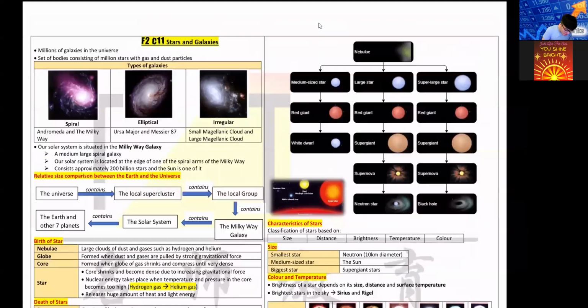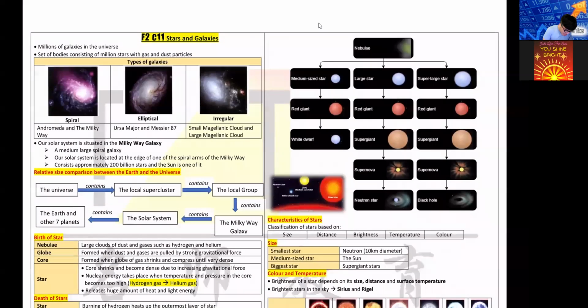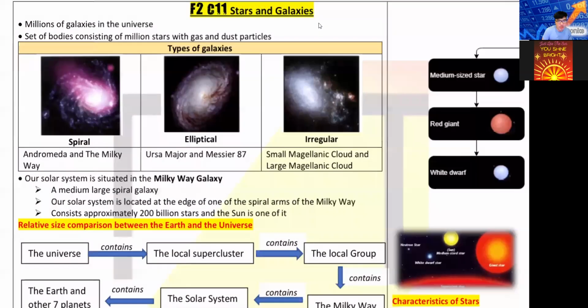Let's look at Form 2, Chapter 11, Stars and Galaxy. I'll do it in dual language as much as I can. So your galaxy has 3 types. You have the spinny one, the roundy one, and the irregular one. The spinny one is called spiral, berpilin in Malay. The roundy one is elliptical, or ellipse. And the irregular one, we call it irregular, tidak seragam.